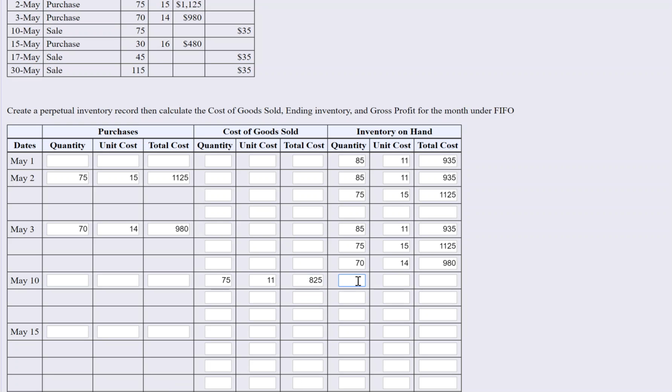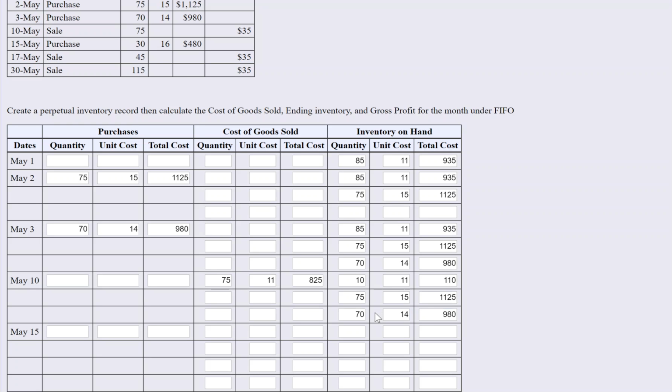All right, so that leaves me, if I had 85, I sold 75, that leaves me with 10 that had a cost of 11. And I guess that's 110. And then we still have 75 that I purchased for 15, and that is 1,125. And 70 at 14, which is 980.